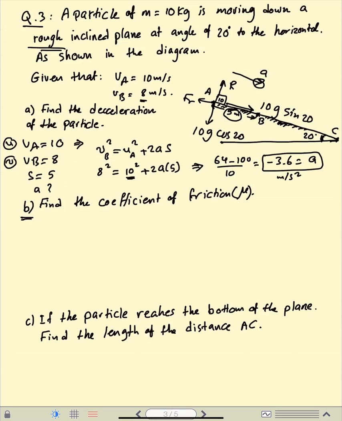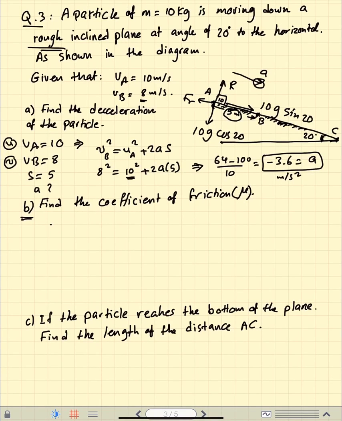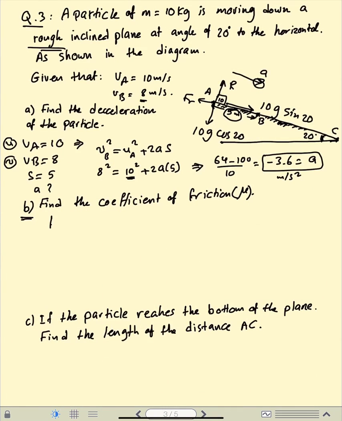Mu, from where will it come? From here. So first, perpendicular to the plane, R is equal to 10g cosine 20. In this example, we can find R directly, so find it, calculate it. It's one of the most important skills in M1. Any quantity you can find directly, find it.